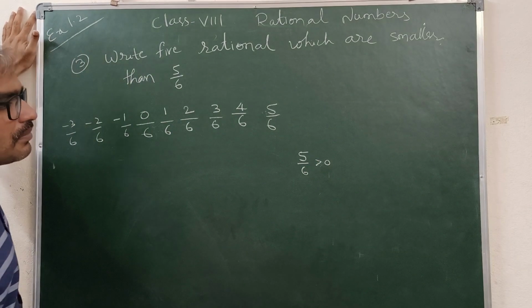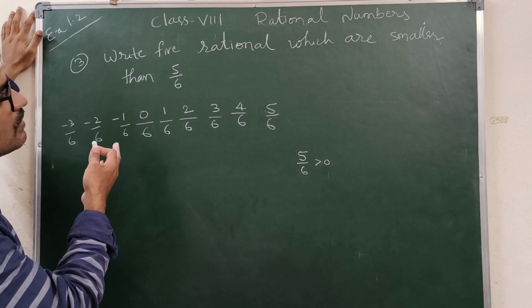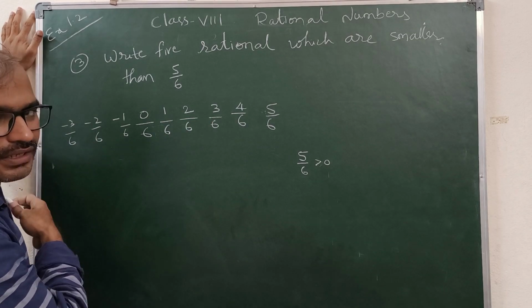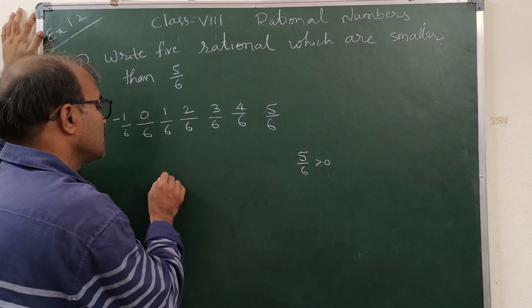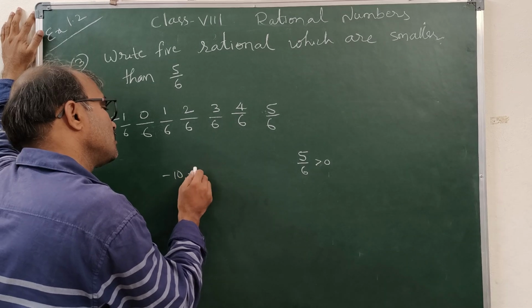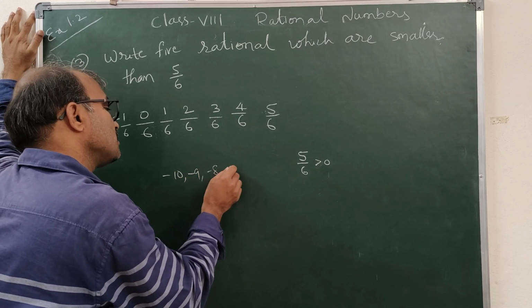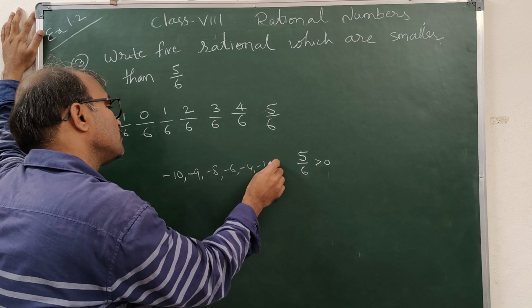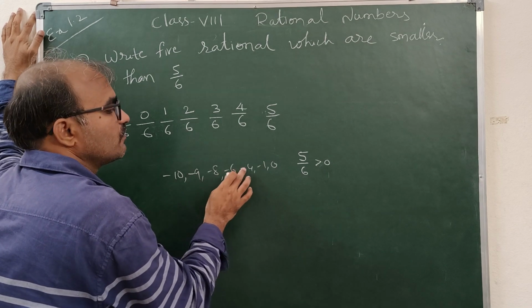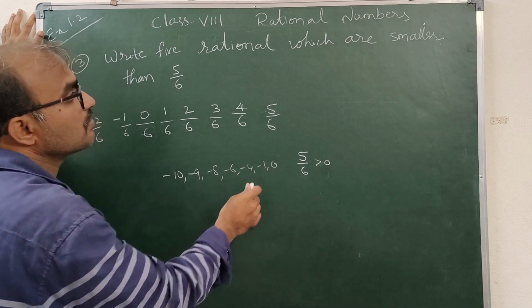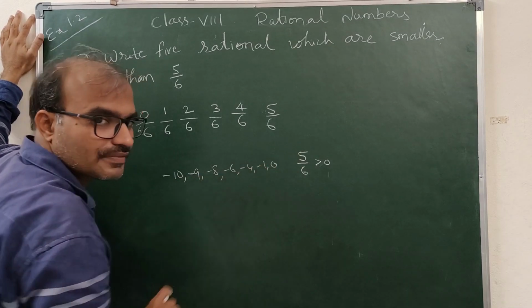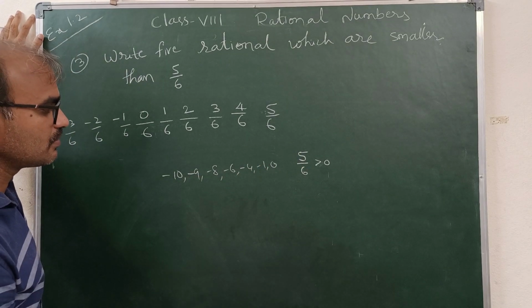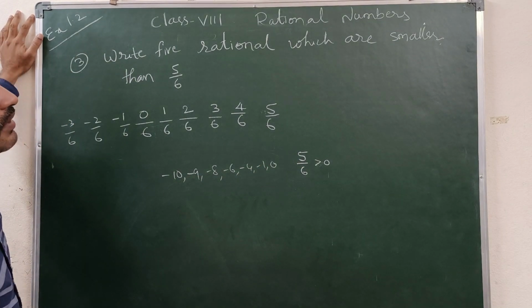It is a positive number. So they are asking for 5 rational numbers. All integers are also rational numbers only. So you can write minus 10, minus 9, minus 8, minus 6, minus 4, minus 1, 0, 1, 2, 3, 4, 5, 6. We got 7 rational numbers which are smaller than 5 by 6. Right? So how can you answer?